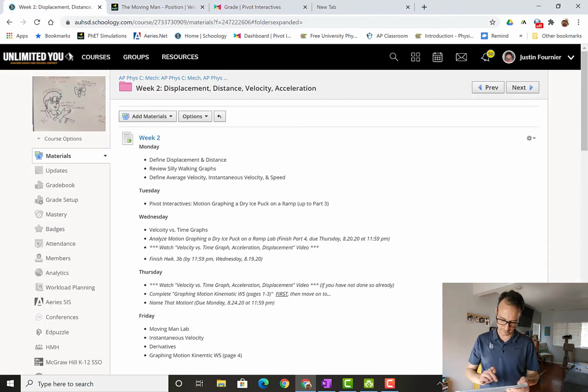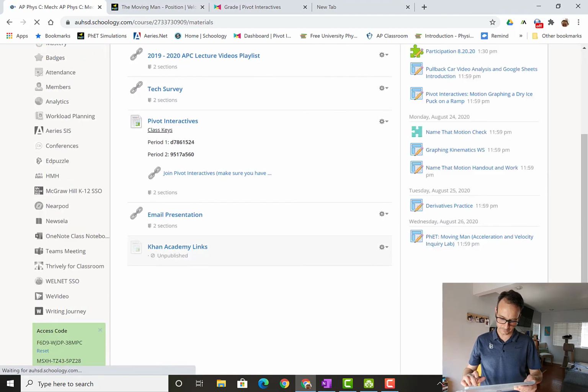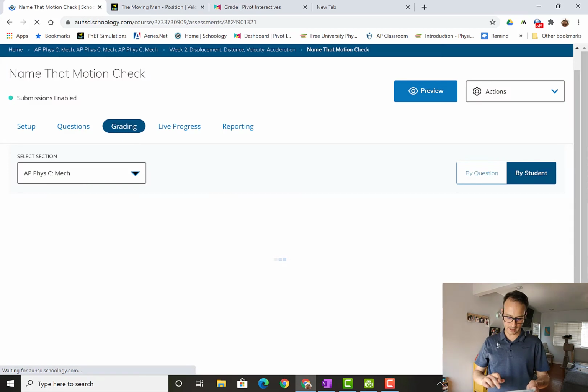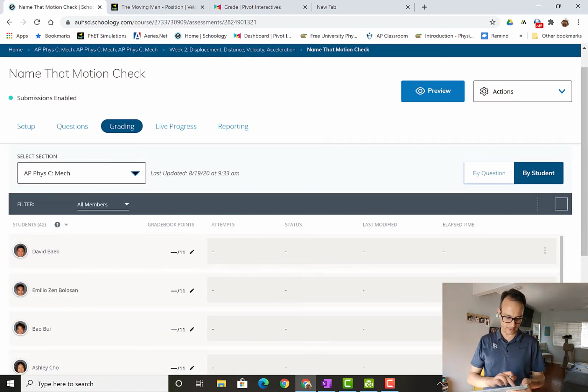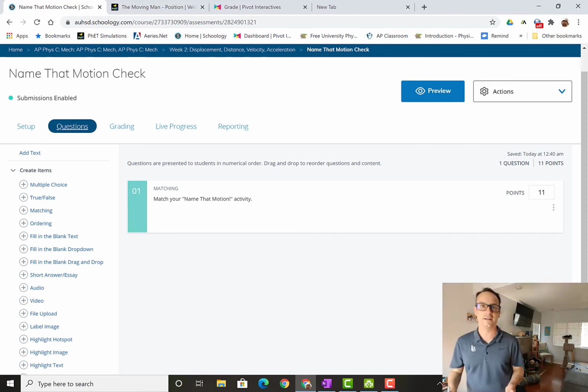Where's this quiz? Let's go back to materials. So you can do this quiz, which is right here. So name that motion check. If you go there, you can input your answers and check to see if it's right. Once again, this will show you how many are correct. It's not going to tell you which ones are wrong. So you'll have to flip it. And I've given you I think it's 15 or 17 tries that you can do.